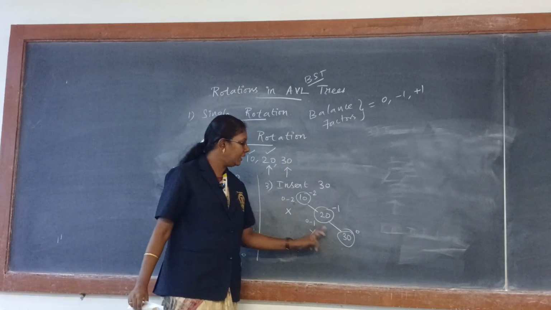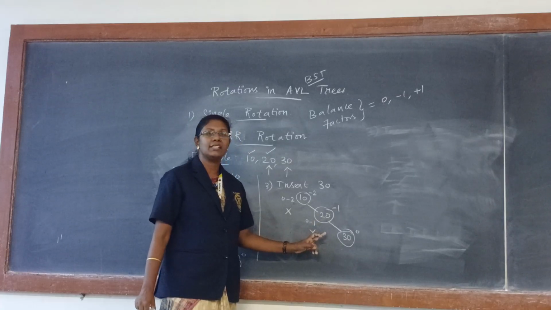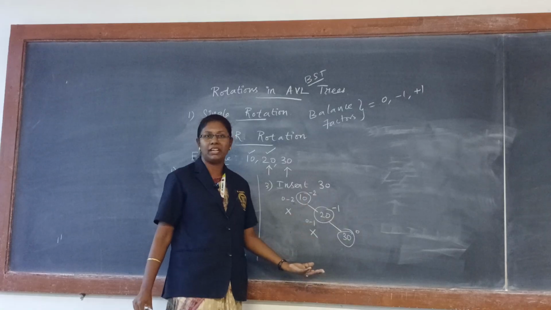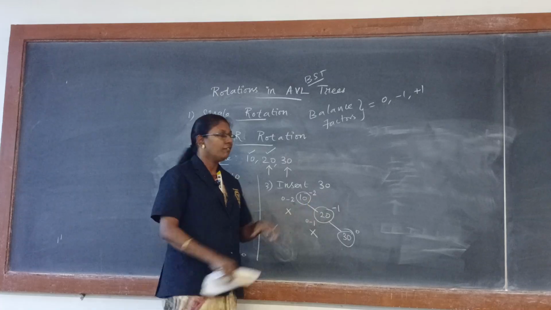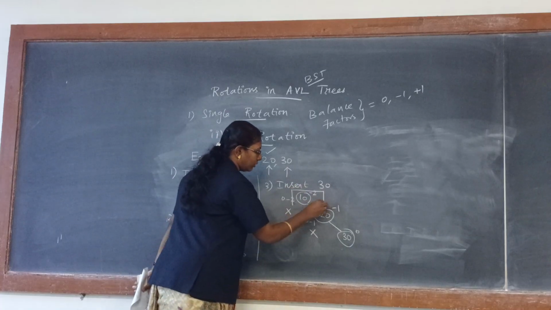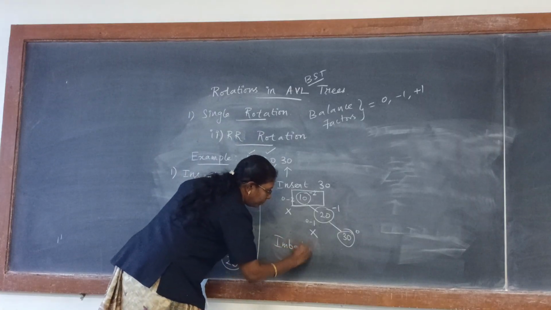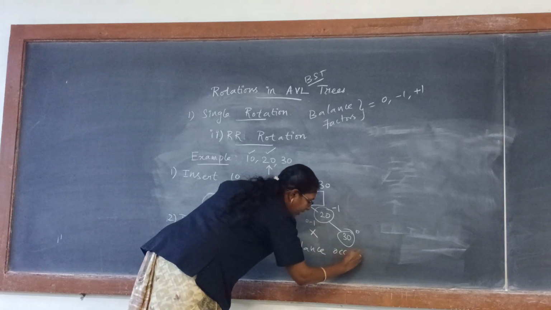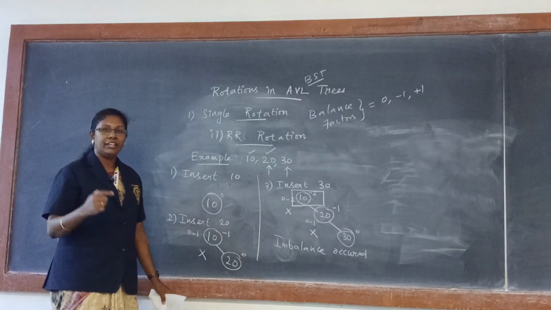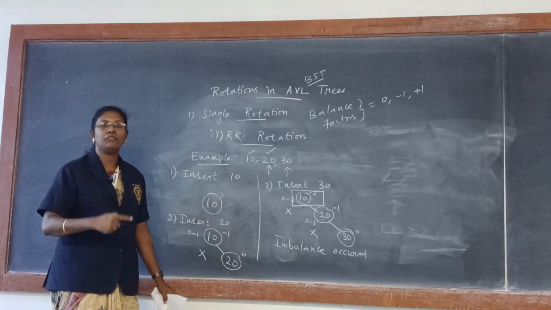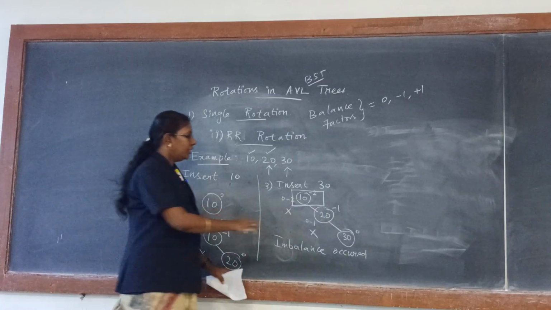For these nodes, there is no imbalance at all, because all the balance factors are 0, minus 1 and plus 1 only. But for this node, the balance factor is minus 2. In the sense, we have encountered an imbalance. So what type of imbalance occurred here? We need to find out how that imbalance occurred. Only then can we determine what type of rotation we need to perform.